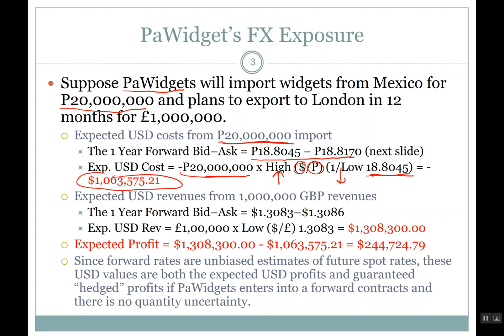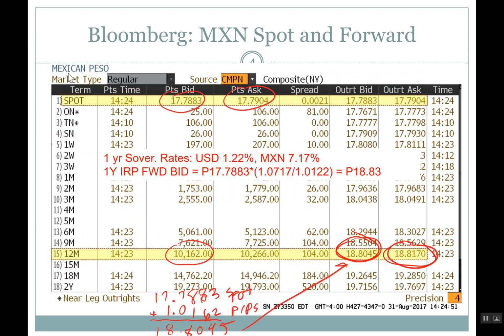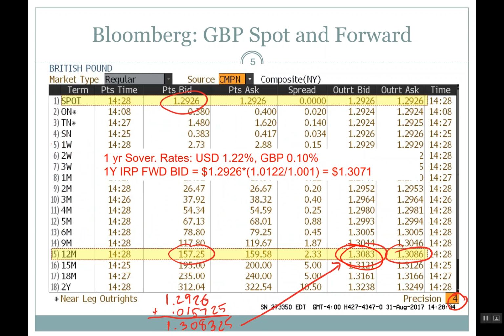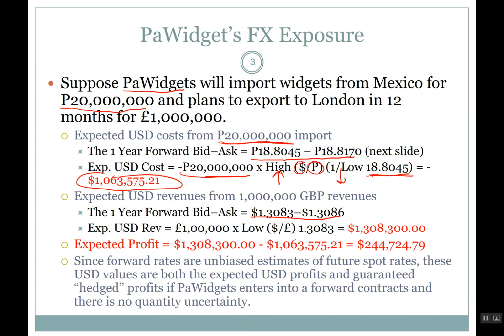You okay? Good. All right. That's in dollars. One year from now, they're also going to deliver them immediately to London. The bid-ask spread on the pound is $1.3083 bid, $1.3086 ask. That's right here. I just got that from Bloomberg. Up on campus, we have some Bloomberg terminals.